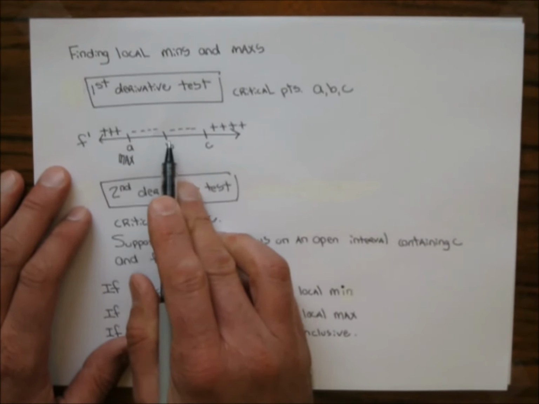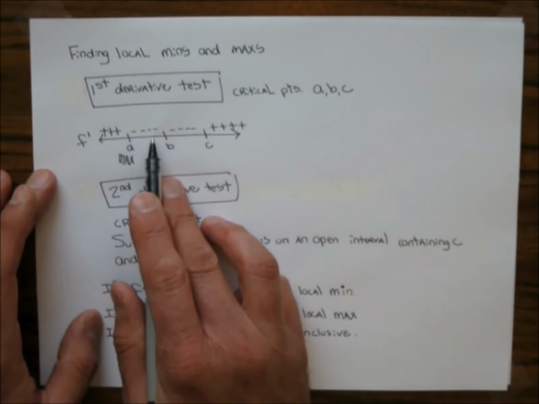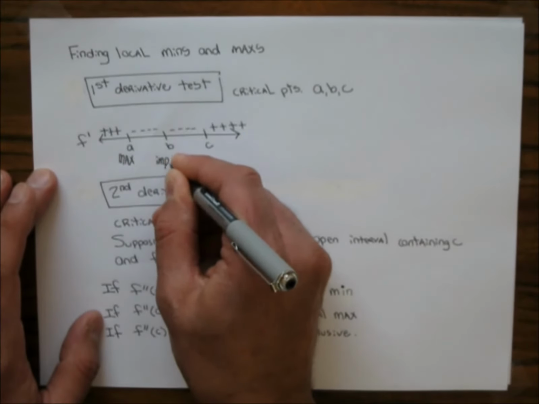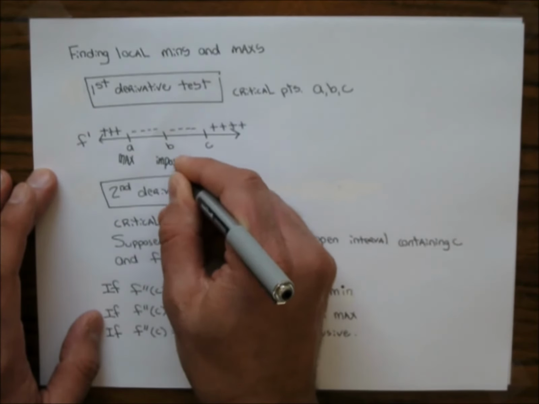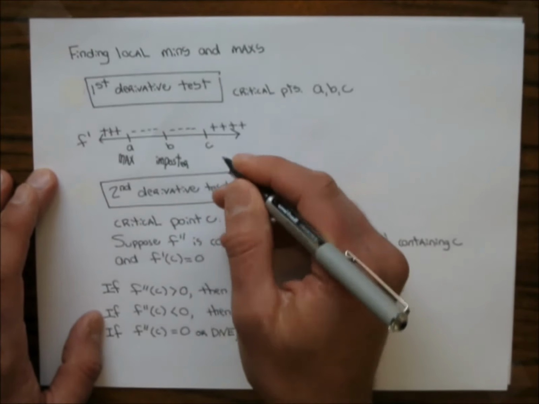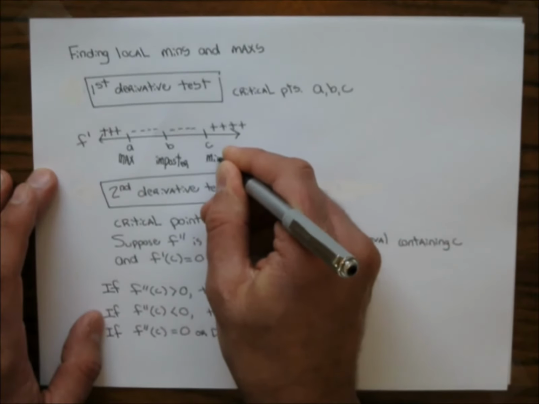B, well, he doesn't change from minus to plus or plus to minus. He's sort of an imposter. He's trying to get in to becoming an extrema, but he's just an imposter. And C goes down and then up, which makes him a local min.